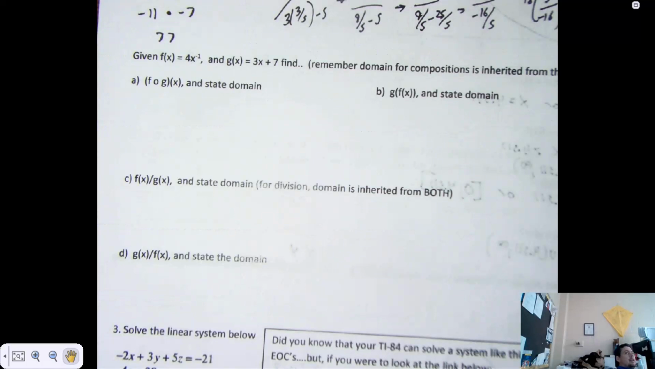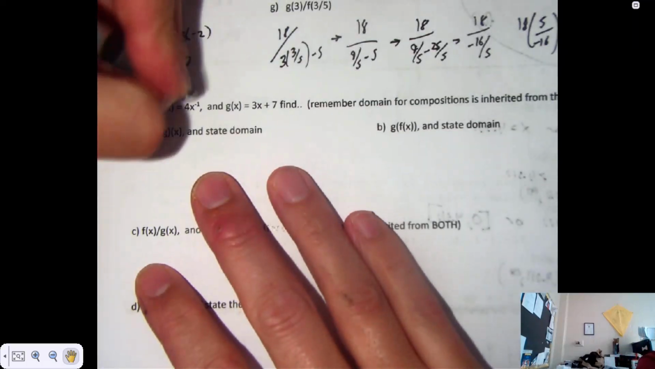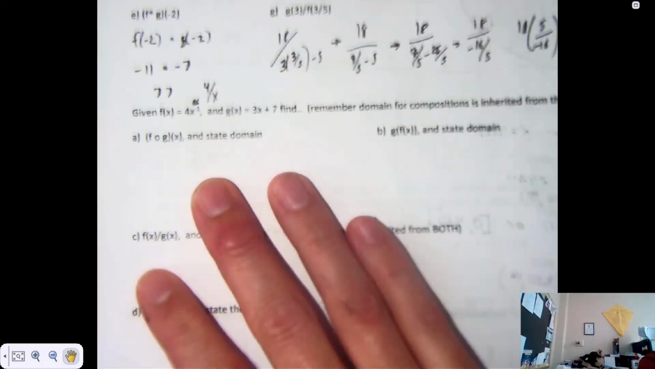Alright, so this is a lot like the stuff you were asking me on the homework, but it's easier. There's no radical in them. How do you rewrite 4x to the negative first? 4 over x. That would be the very first thing I would do. I would say that is 4 over x.